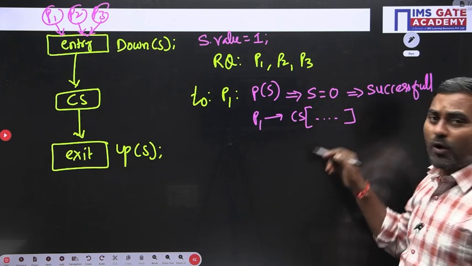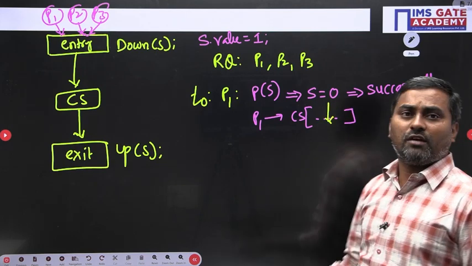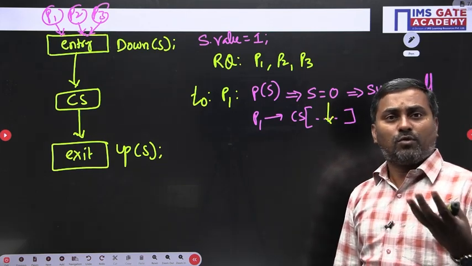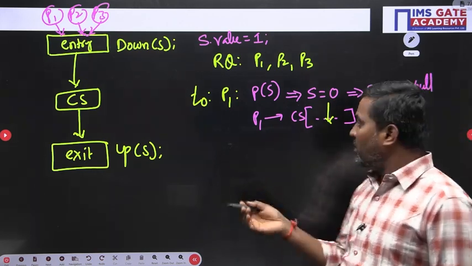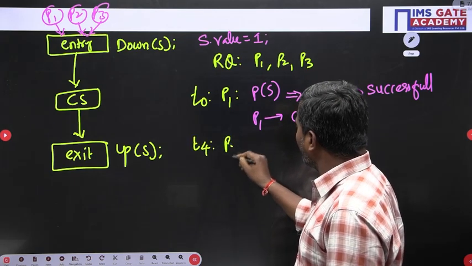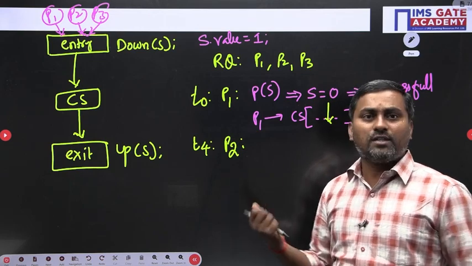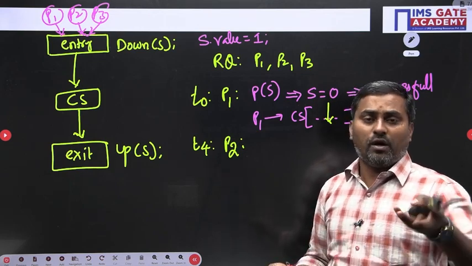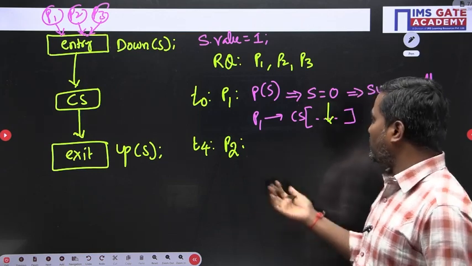During execution of process P1 in the critical section, suppose preemption occurs, like running with a round robin algorithm and the time quantum expires. So P1 got preempted. Now at time T4, suppose process P2 is scheduled. Process P1 came back to the ready queue while holding the critical section, and the CPU scheduler scheduled another process, P2.